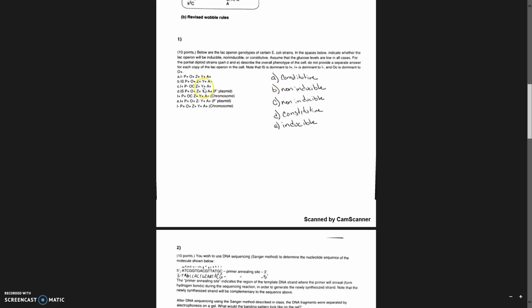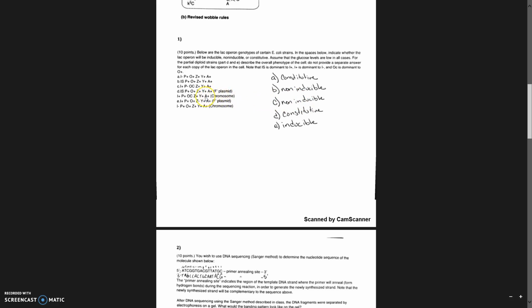And then for C, we have repressor being made, and the repressor cannot bind to the O since it's mutated here. And if you notice here, the P is not active either, so the polymerase is not going to ever produce anything, even if nothing can bind here. So that one I would consider non-inducible as well.